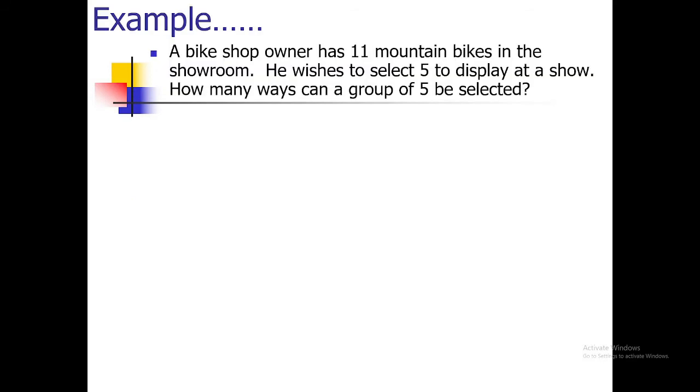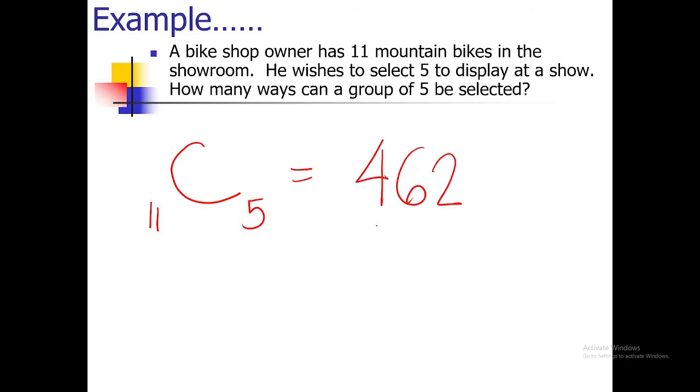A bike shop owner has 11 mountain bikes in the showroom. He wishes to select 5 to display at a show. How many ways can a group of 5 be selected? So this is the combination of how many bikes are there in his shop? 11. And how many bikes is he going to display? 5. What's the combination of 11 taken 5 at a time? 462. 462 is the answer for this problem.